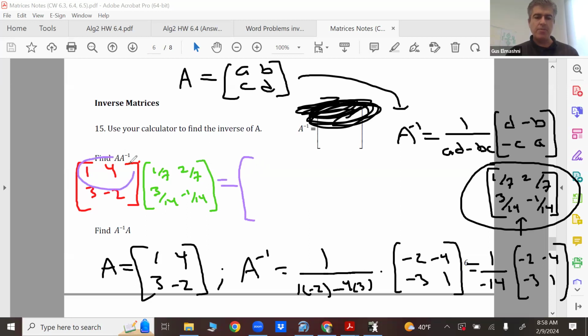All right, multiply this row with this column. That's 1/7 plus 6/7. Sorry, guys, that was dumb. Next up, I'll have 2/7 minus 2/7.